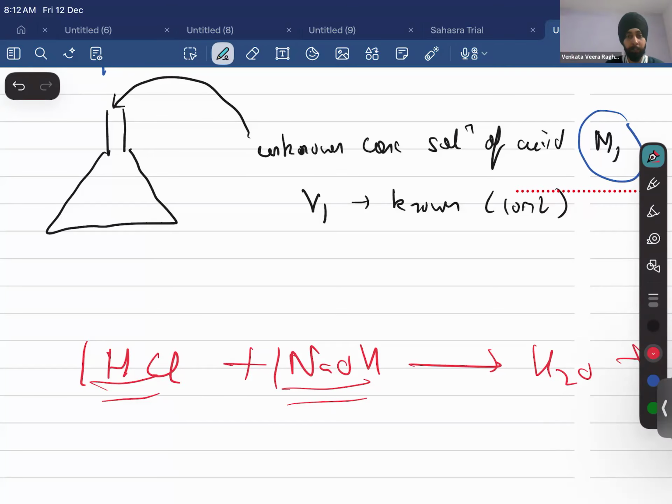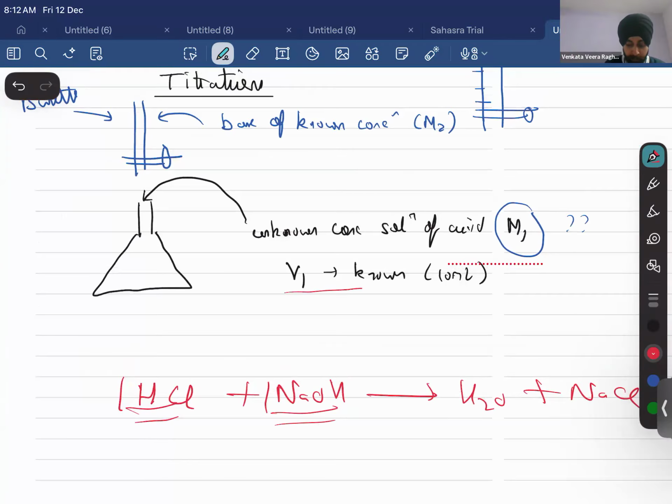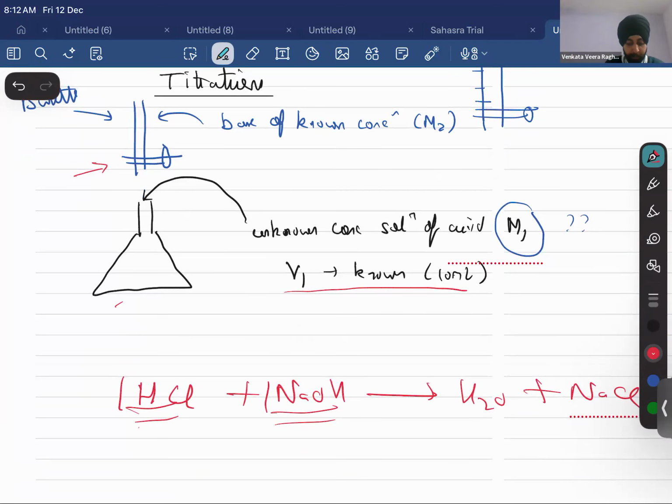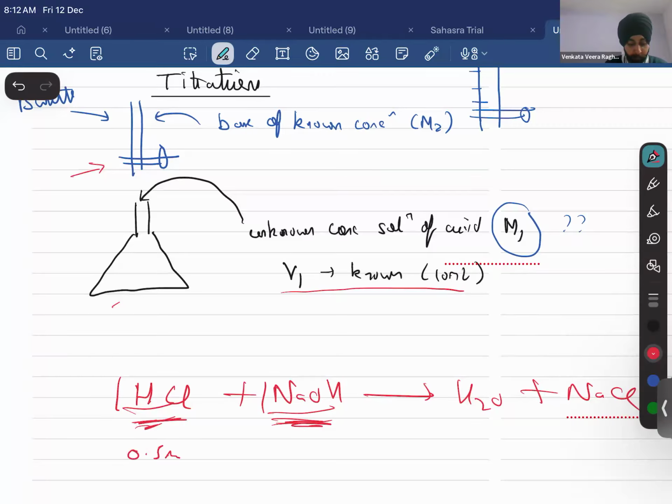So what I'm trying to do is, I know how much volume of HCl or acid I have taken, which is 10 ml. And I am adding drop by drop from this burette, I am adding my base. So what is happening in the reaction mixture? The acid will be reacting with your base to produce your water and your salt. But now, when these will be finished, let's say you have taken some 0.5 moles of this, 0.5 moles of this. Let us assume that.